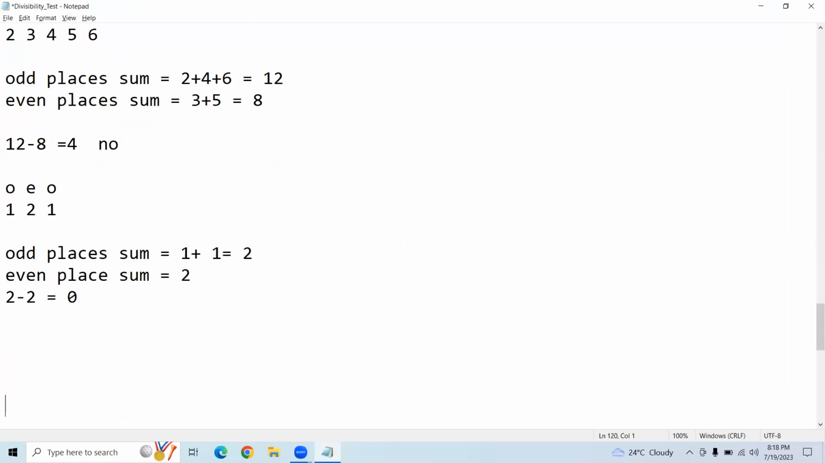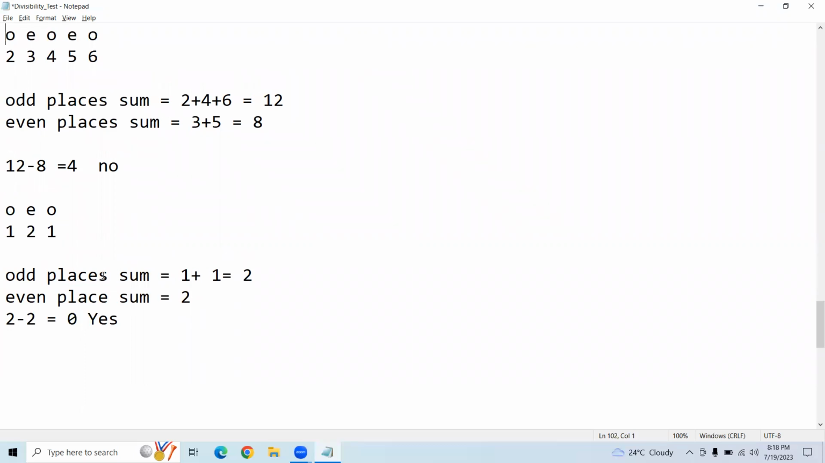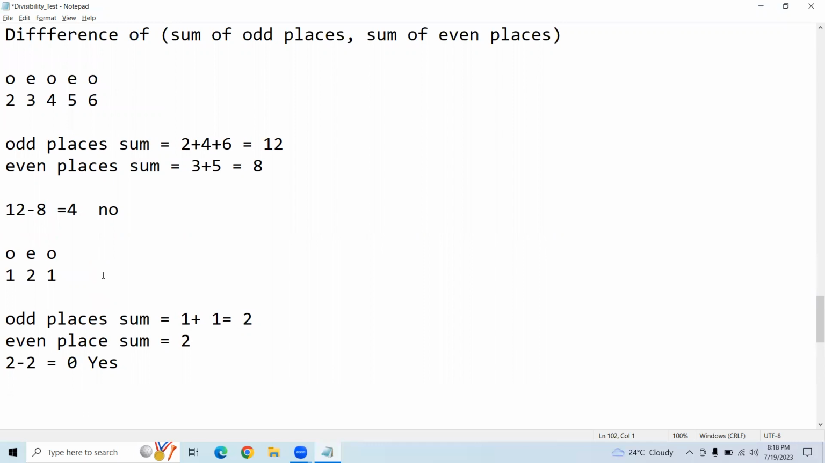And 0 is divisible by 11, right? 11 into 0 is 0. So as this difference is divisible by 11, this number is also divisible by 11. So you take the number, do the odd places sum, do the even places sum, and get their difference. If the difference is divisible by 11, that number is also divisible by 11.